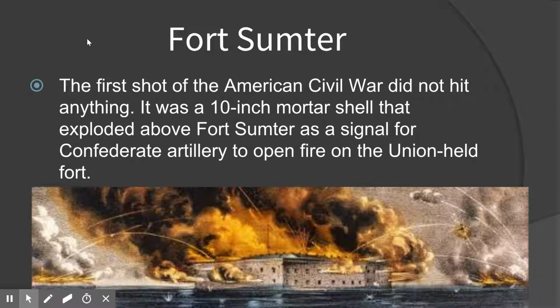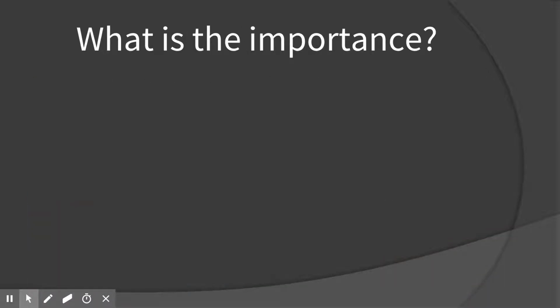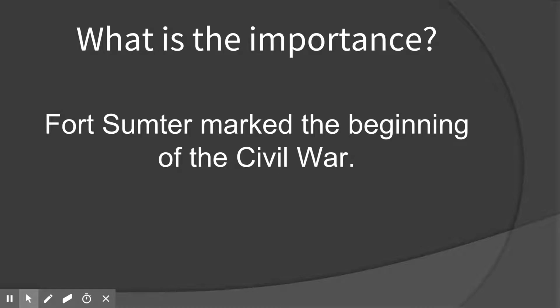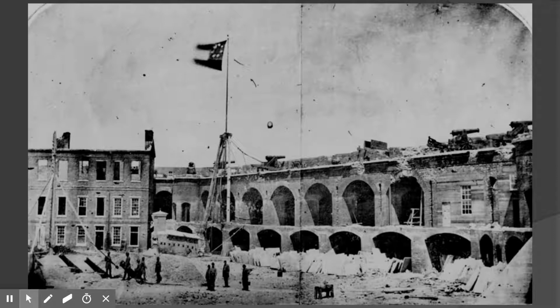So this is a famous painting of Fort Sumter. Kind of a little fun fact, the first shot of the American Civil War didn't actually hit anything. Instead, we have this large 10-inch mortar shell that will explode above the fort as a signal for the Confederate artillery to open fire on the Union fort. So now again, why is this important? This marks the beginning of the Civil War. Here's an actual photograph of Fort Sumter.